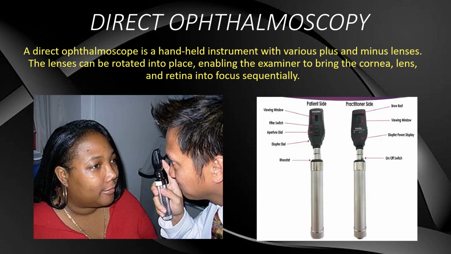In direct ophthalmoscopy, we use a direct ophthalmoscope, a handheld instrument with various plus and minus lenses. The lenses can be rotated into place, enabling the examiner to bring the cornea, lens and retina into focus sequentially. The examiner holds the ophthalmoscope in the right hand and uses the right eye to examine the patient's right eye. The examiner switches to the left hand and left eye when examining the patient's left eye.